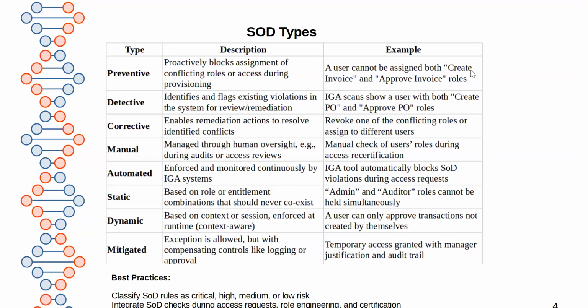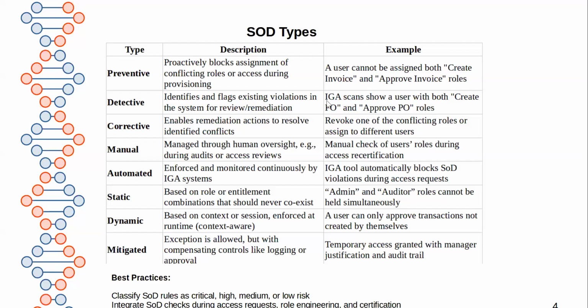The example I have taken: a user cannot be assigned both create invoice and approve invoice roles. So at the time of provisioning of the user account, because of preventive SOD, the entitlements or permissions will not be given to that particular user. That avoids conflicts going forward. There could be detective types of SODs, which identify and flag existing violations in the system for review and remediation.